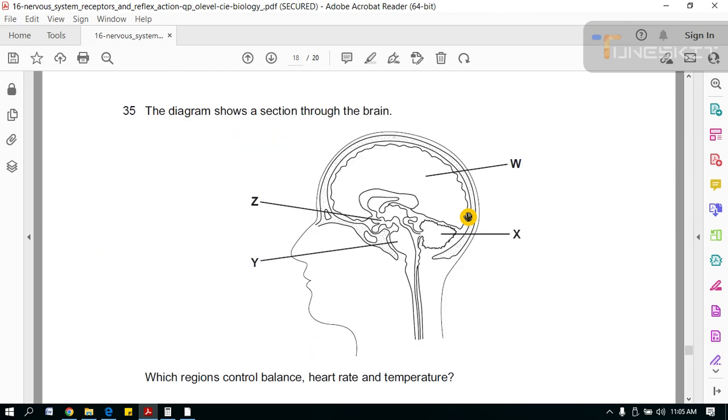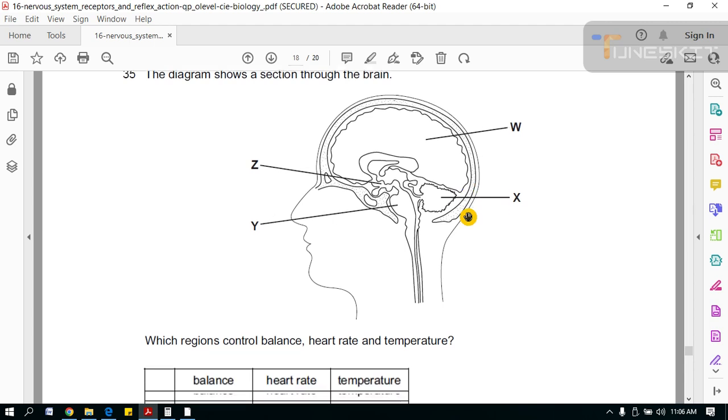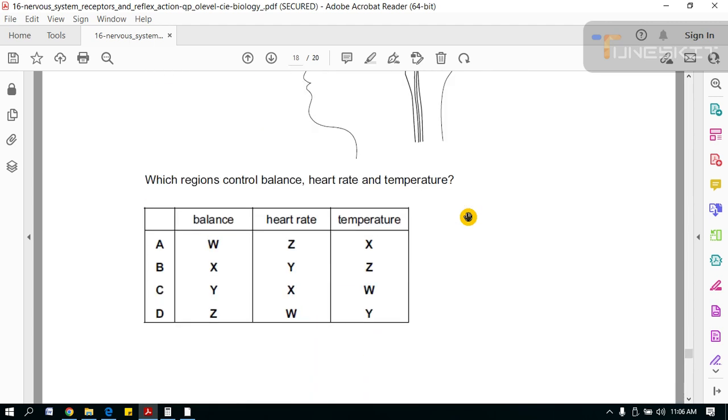The diagram shows a section through the brain. Again, you can categorize it. Z. What is Z? Z is hypothalamus. Y is medulla oblongata. W is cerebrum. X is cerebellum. So which region controls balance, heart rate and temperature?